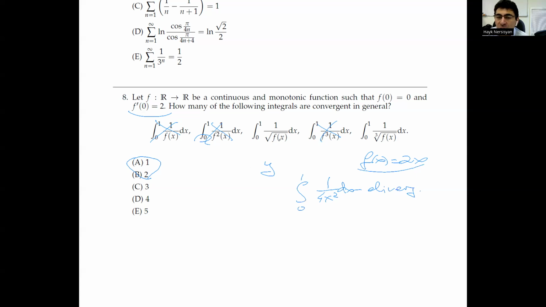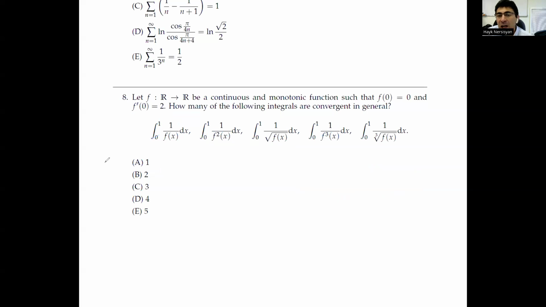Now we should try to understand whether, let's begin with this one, is it going to be convergent or not? Do you have any suggestion? Any hint? So here, the example f(x) equals 2x is not a counterexample. Having an example is fine, but knowing one example that works is not enough to say it is true in general. Okay?